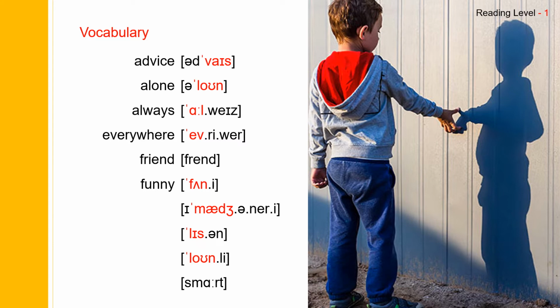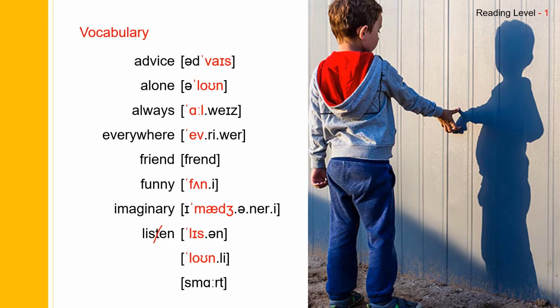Next one, imaginary. Imaginary. Imaginary spells I-M-A-G-I-N-A-R-Y. Imaginary. Imaginary. Next one, listen. Listen. And listen spells L-I-S-T-E-N. Listen. And T is silent.